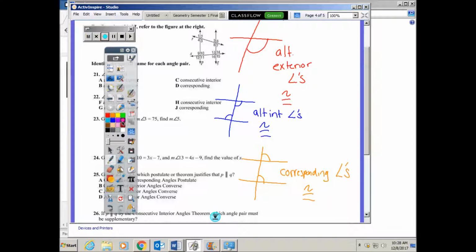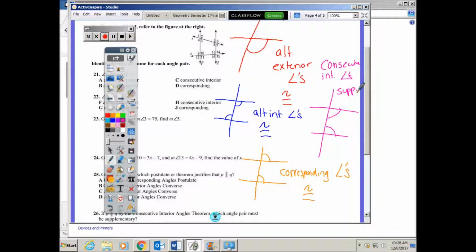And the last one that we have are consecutive interior angles, and those are supplementary. Sorry, I ran out of room there. So you might want to make sure you have that down.